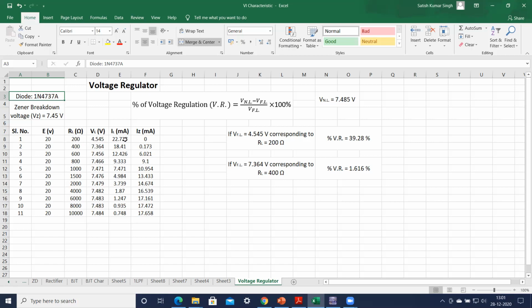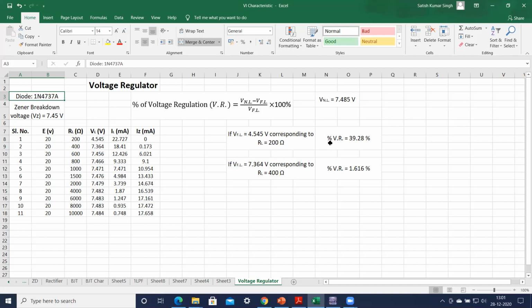So that is equal to 22.727 for this particular case, if our RL is varying from 200 ohms. So if we consider this 200 ohms as my minimum load and it is drawing the maximum current, it is the full load condition. Try to understand this concept, it is very important. At this point it is drawing the maximum current, and I will call this voltage the full load voltage. So this value is equal to 4.545 volt corresponding to RL equals 200 ohm.